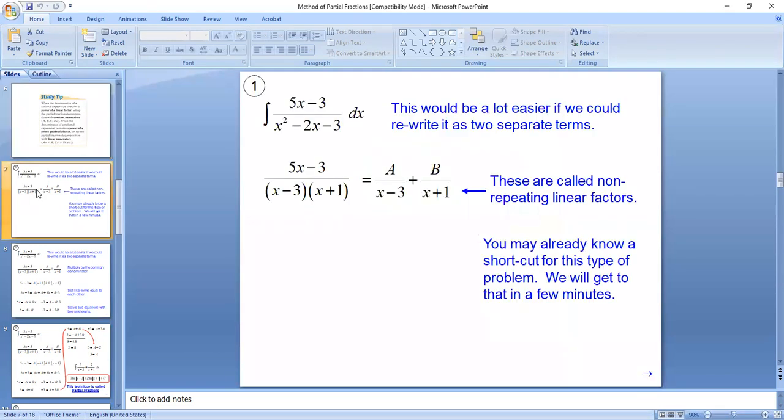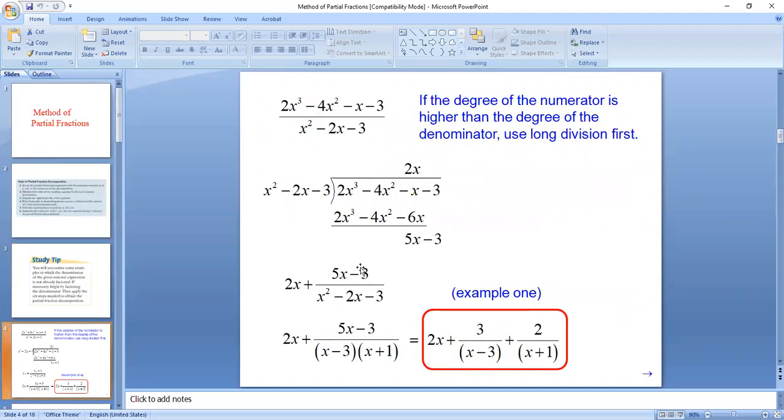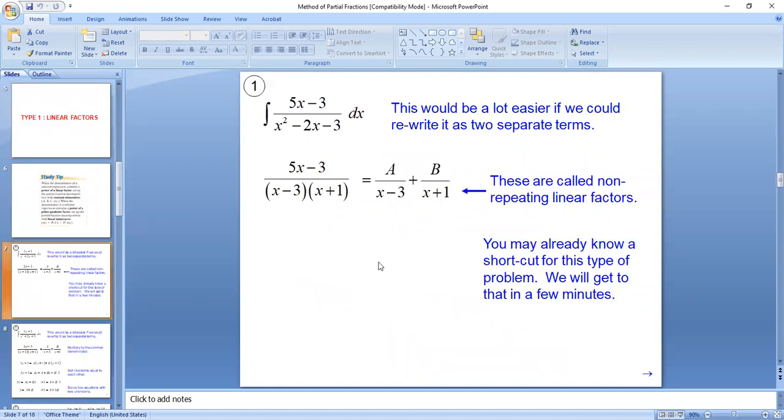Actually, this is the solution of this part here. We will solve why we had 3 and 2. So you have 5x minus 3 over x squared minus 2x minus 3. So you have factored the denominator. This is now your decomposed partial fractions. The linear factors you have here are written in the denominator, and you write here your unknown constants. You can have this interchanged. You can even have the x plus 1 first, then x minus 3 second.